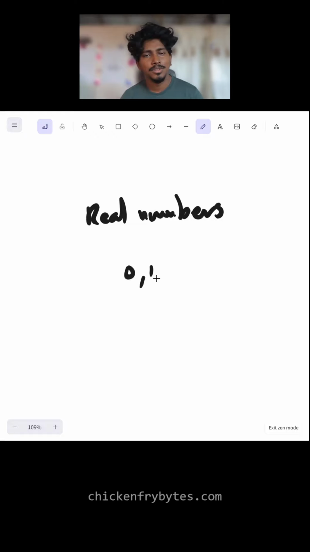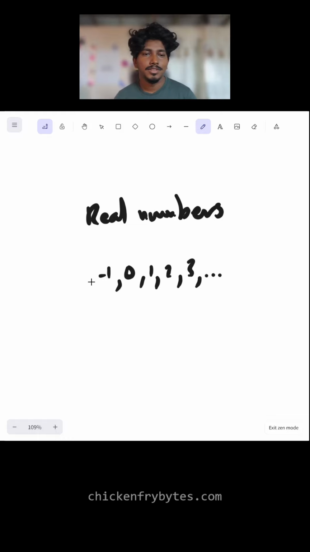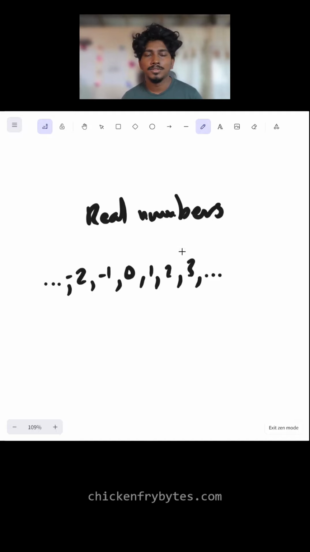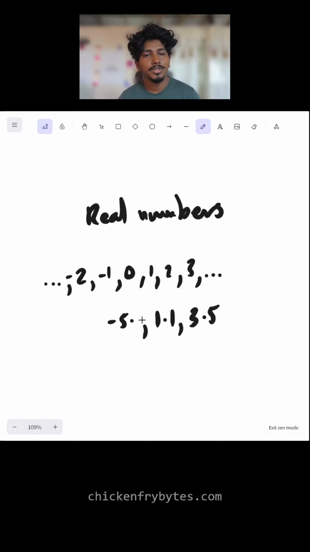You have 0, 1, 2, 3, of course, everything in that direction. There's -1, -2. But it actually also includes the negative decimals, as well as positive decimal numbers. So something like 1.1 or 3.5, you can have -5.6, and so on and so forth. You're not limited to any particular number. So positive and negative whole numbers and decimals are included in the set of real numbers.